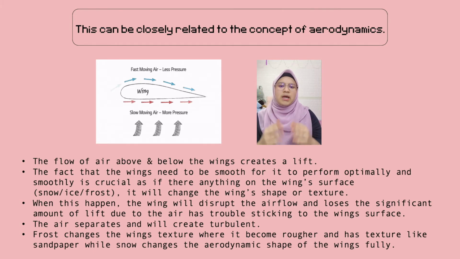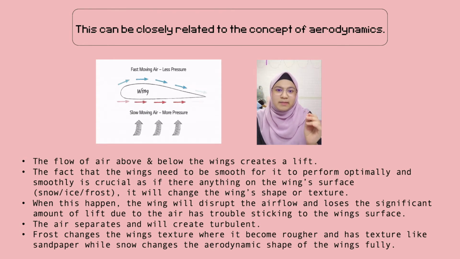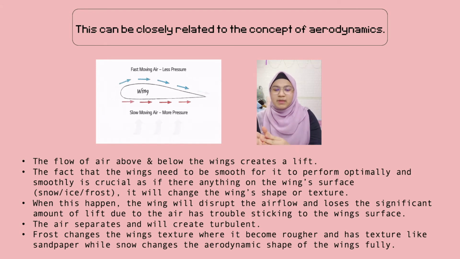When this happens, the air will separate and will create turbulence. In this case, if it involves frost, then it will change the texture of the wing and it will become much rougher, like sandpaper. But if it involves snow, it will change the aerodynamic shape of the wings fully, which is something that we won't want to happen in order for the plane to safely work optimally.